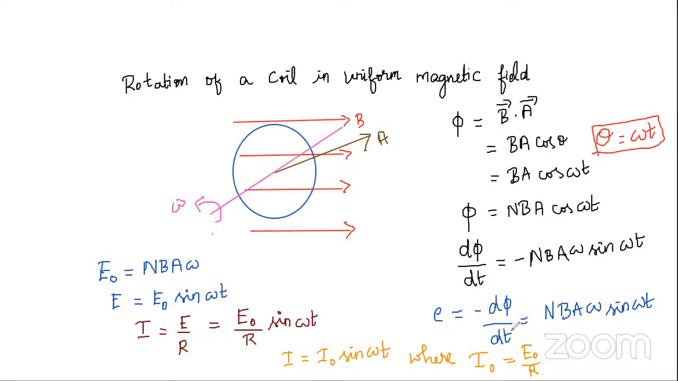So this is how the EMF produced during the rotation of the coil in the magnetic field varies. And due to that, you will be having current flowing through the coil as well. That also varies like this: I equals I naught sin omega t. So for different positions of the coil, you will be having different values of EMF, and different values of current as well. All these things you need to understand very well in order to solve the problems.